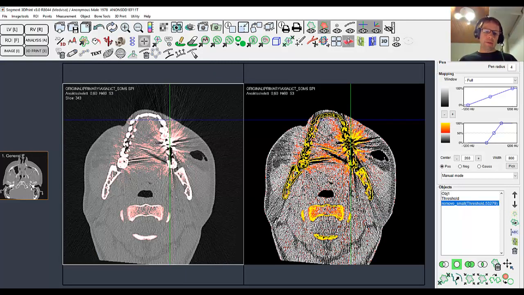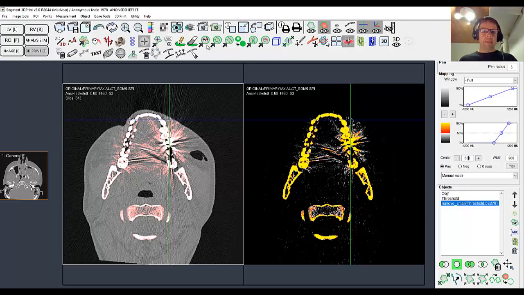One trick we can do to remove these dental artifacts is to set the threshold a bit more aggressive, and then we can do local thresholding in this area. So now I do local thresholding only here in the dental area. When doing this, it's important to ensure that we are in 3D mode, so we apply this threshold in a sphere here.